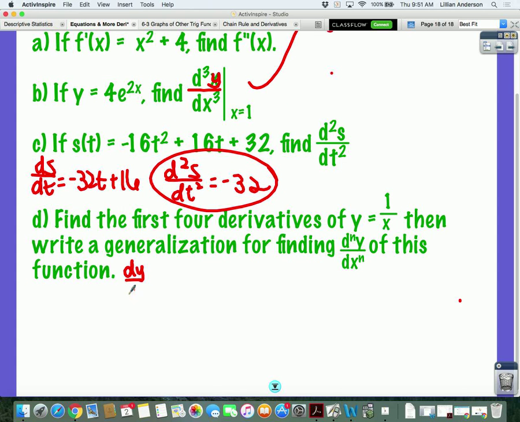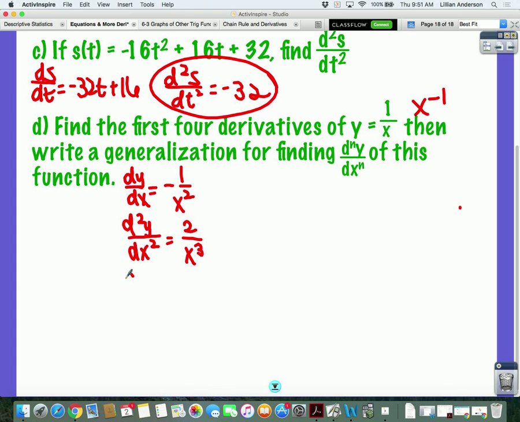dy dx. The first derivative would have been what? Negative 1 over x squared. Okay? Remember, you can write this as x to the negative 1 and do the derivative of that. Before you make the exponent positive, you can just use that notation to find the other ones. What was the second derivative? Positive 2 over x to the third. You guys agree? Okay? Good stuff. The third derivative? Negative 6 over x to the fourth. And then the fourth derivative?